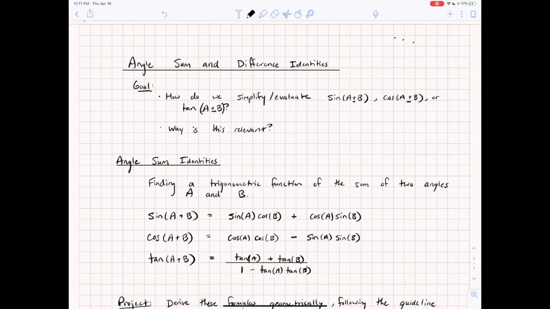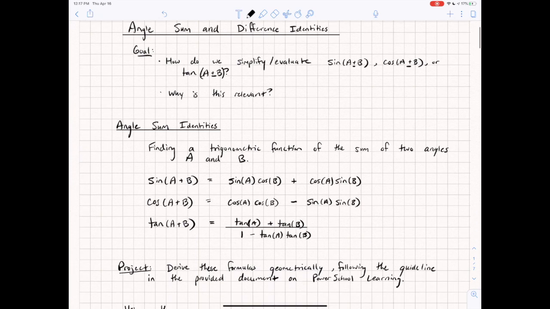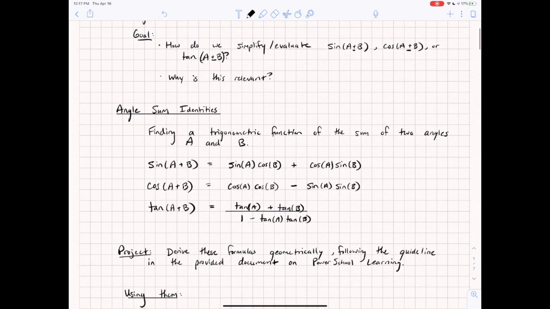Now, you may be asking, okay, where do these formulas come from? The good news is if you are interested in something like that, then that is actually one of the projects, to go through, as you'll see right here, and actually derive these formulas. You'll create for sine of A plus B this equation, this identity. You'll do the same thing for cosine, and you'll do the same thing for tangent.